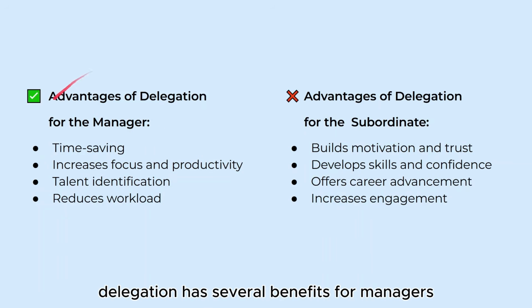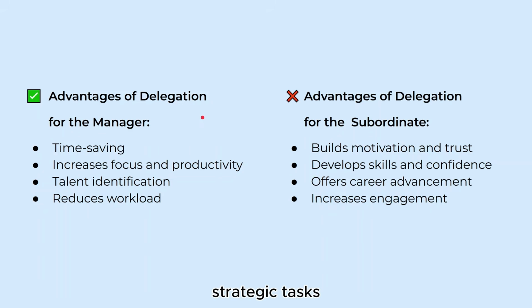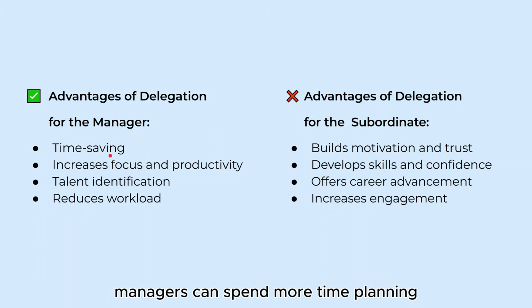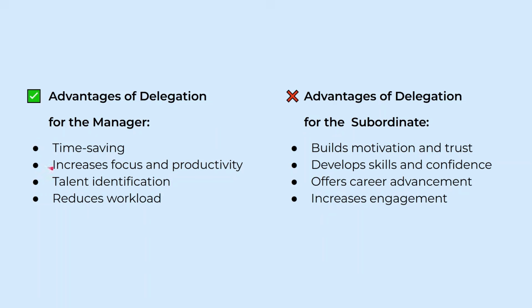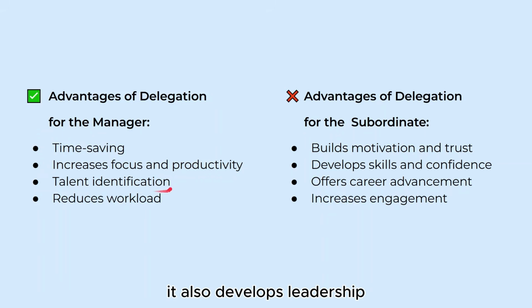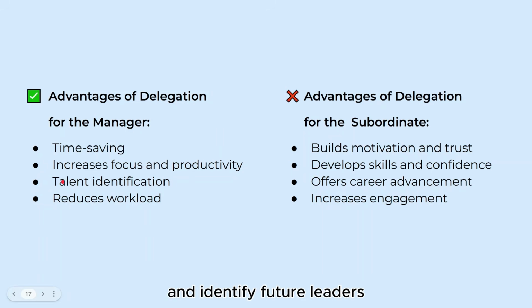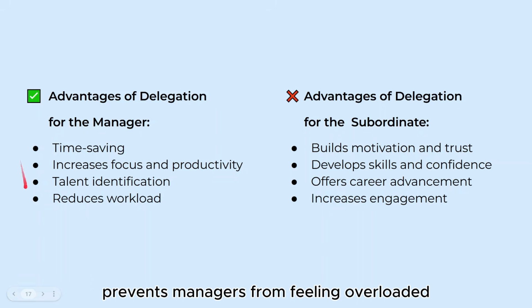Delegation has several benefits for managers. It allows them to focus on more important strategic tasks rather than daily operational activities. The first one saves time. Managers can spend more time planning and solving bigger issues. Delegating repetitive and routine tasks makes the manager more productive. It also develops leadership. Managers can observe who performs well and identify future leaders. And the last one, sharing responsibility prevents managers from feeling overloaded.